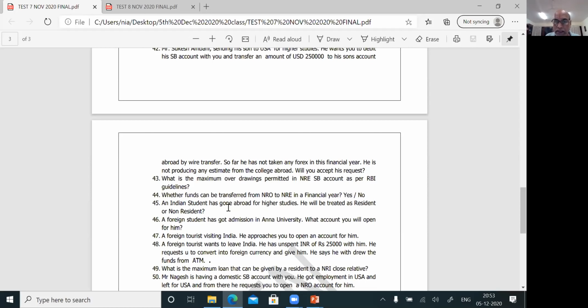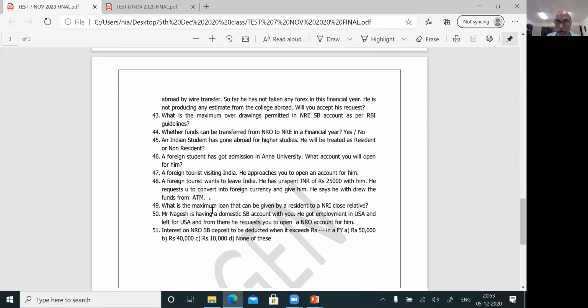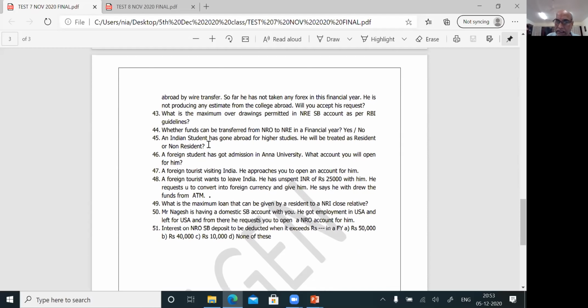An Indian student has gone abroad for higher studies. He will be treated as resident or non-resident. So a student has gone abroad for studies. He will be treated as non-resident Indian. Okay, NRI. All facilities available for NRI is available for the student also. Question number 45, he'll be treated as a resident individual.